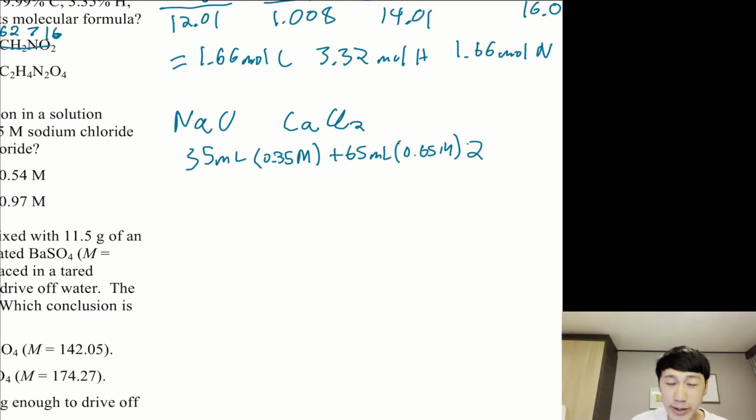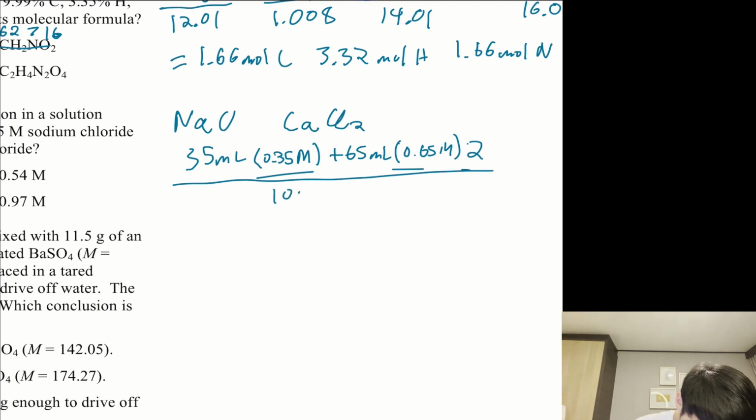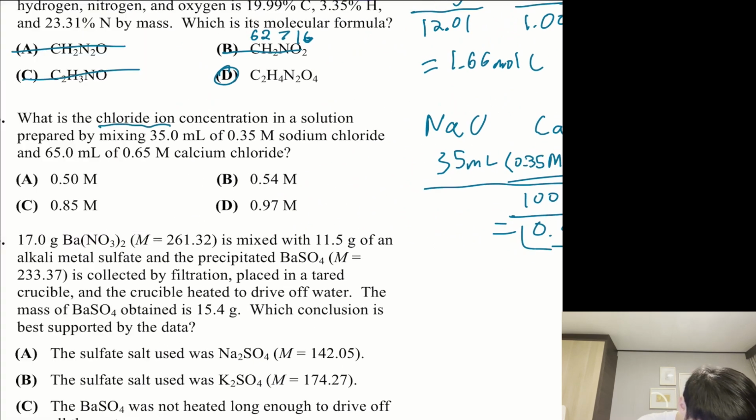And then we're going to divide by the total volume in milliliters, so that we have millimoles over milliliters. And that's going to be 35 plus 65, which is 100 milliliters. And when we divide this all out, what we end up getting is 0.97 molar. Just imagine I boxed that. So D is going to be our correct answer.